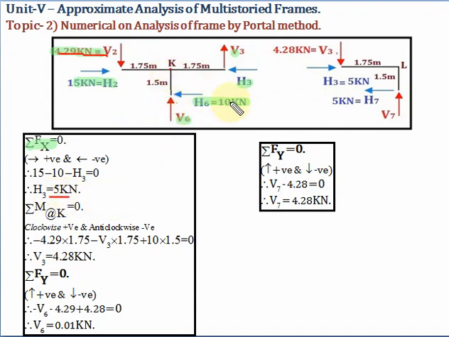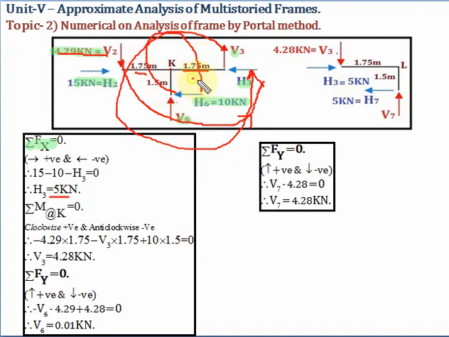Now take the moment at K equal to 0. Okay. So 4.29, it is acting in this way, in anti-clockwise direction, minus, what is the distance? 4.75. Okay. Next force is V3. How is V3 acting? Again anti-clockwise, yes or no? So minus V3, what is the distance? 1.75. Okay. 10. How is 10 acting? It is acting in clockwise direction. So plus 10 into 1.5. Okay. We get the value of V3. Here the sign convention is clockwise positive, anti-clockwise negative.